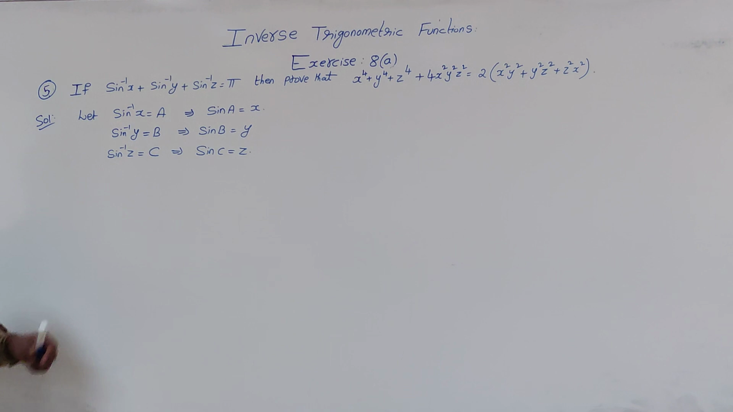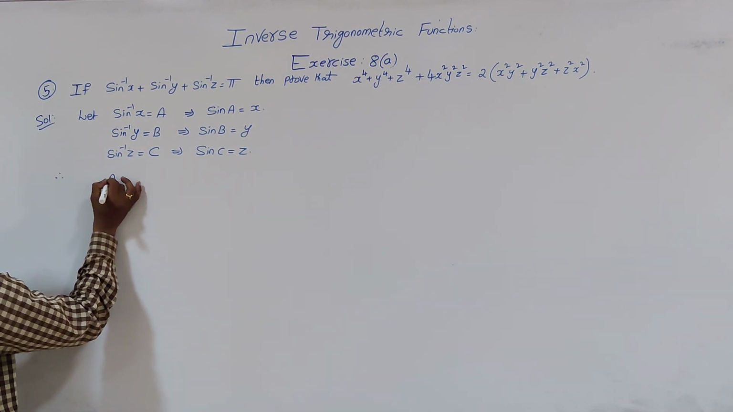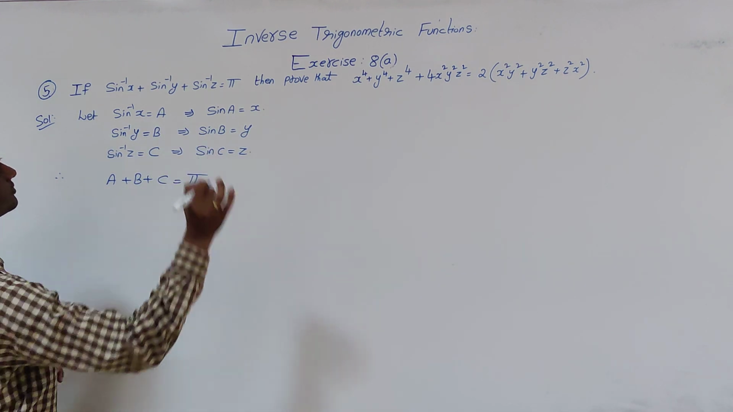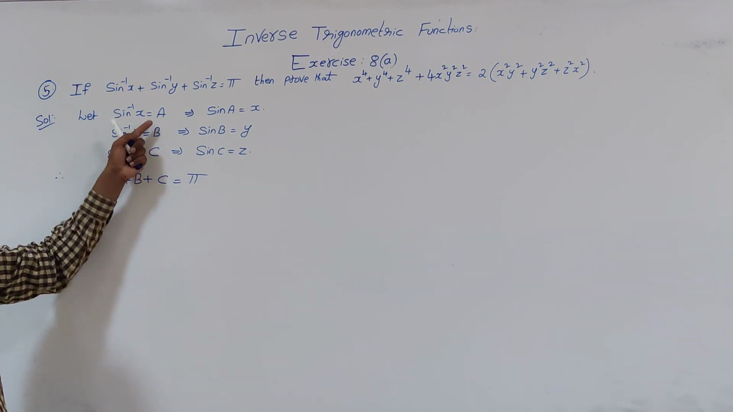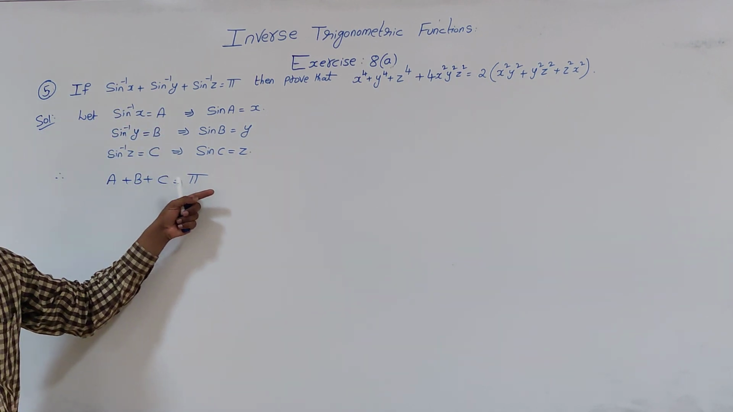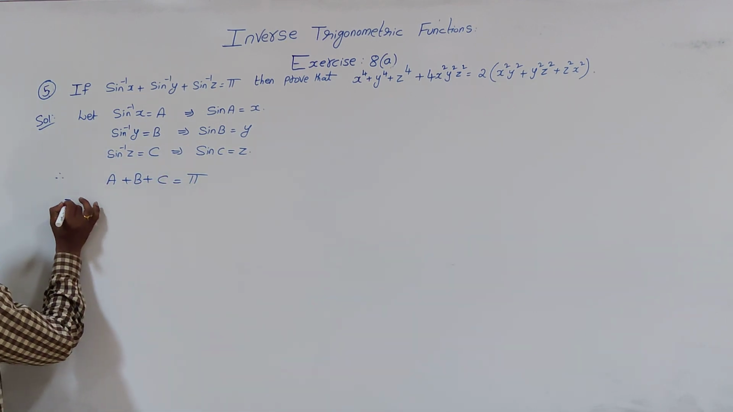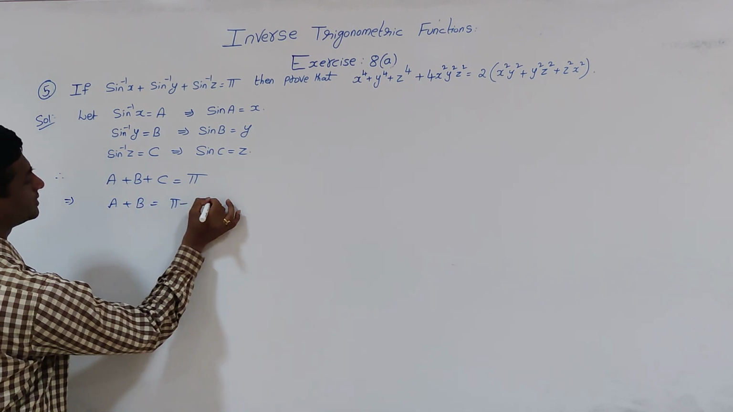So the condition becomes, therefore, A plus B plus C is equal to pi, because we have assumed that sine inverse of x is A. So the condition will be A plus B plus C is equal to pi. Now take any one of the angles to the other side: A plus B is equal to pi minus C.